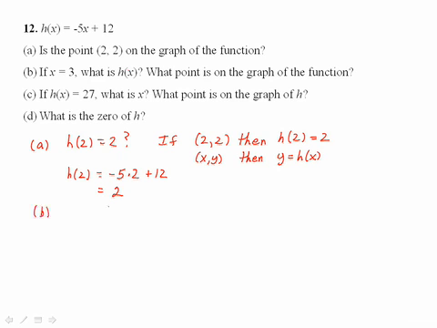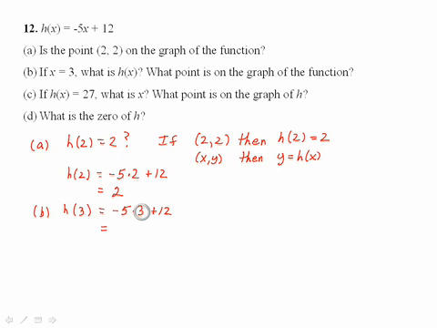In part B, if x equals 3, what is h of x? This is really asking what is h of 3. To find h of 3, we replace x in the rule of the function with 3. So we have negative 5 times 3 plus 12.